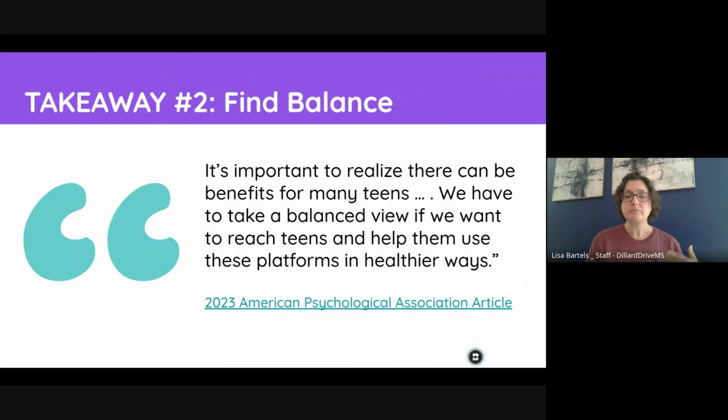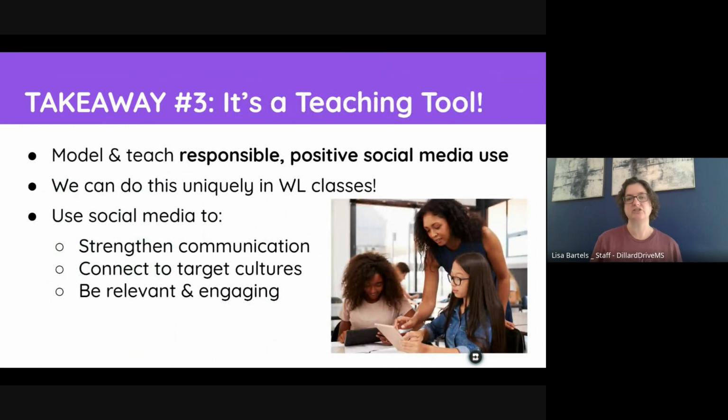It's here. So again, that American Psychological Association article said it's important to realize there can be benefits for many teens. We have to take a balanced view if we want to reach teens and help them use these platforms in healthier ways. That is a role, I think, it's part of our role as teachers today.